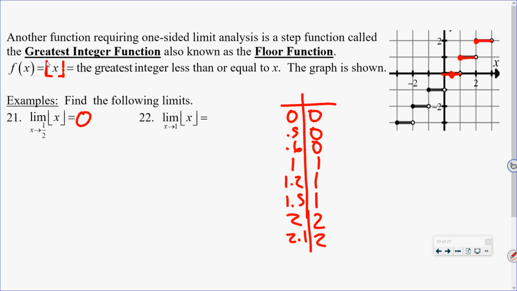22 says, what's the limit as x approaches 1? This one's a little bit trickier. If you look up here, if I go along the graph, as I get closer to 1 from the left side, I'm getting 0. If I get closer to 1 from the right side, I'm getting closer to 1. So from the left side it's 0, from the right side it's 1. That means that the limit does not exist because they're approaching different numbers. So that's another interesting case where you can do limits and some different things happen. This really is just an introduction to limits.